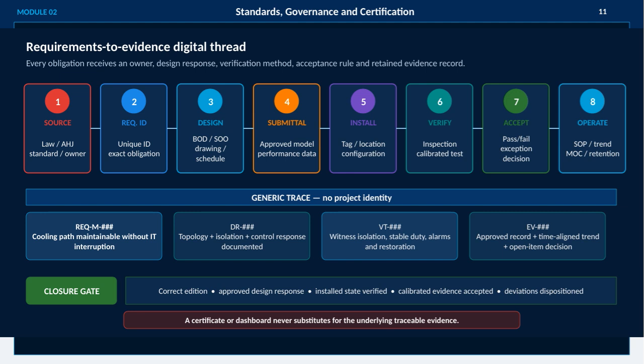The slide also highlights examples of generic trace IDs tied to different aspects, such as cooling path maintenance, topology and control documentation, witness testing, and evidence records. The closure gate ensures the correct addition, approved design response, installation verification, calibrated evidence acceptance, and handling of deviations. Remember, a certificate or dashboard alone does not replace the need for traceable, underlying evidence that documents compliance comprehensively. This thorough traceability is essential for meeting governance and certification requirements effectively.